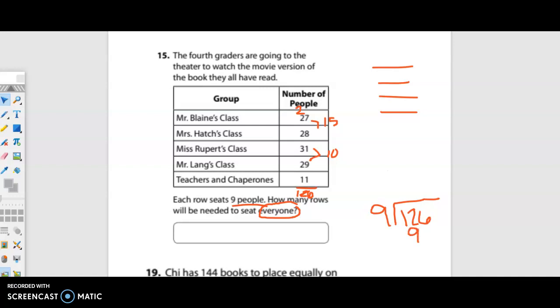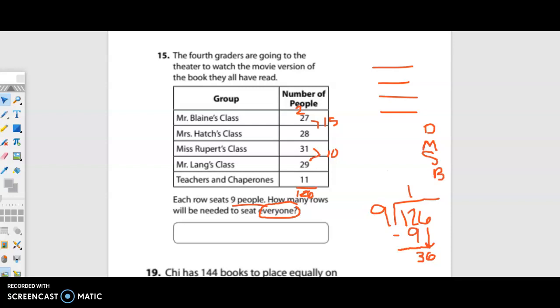So my 9 goes down here, and 9 times 1 is 9. Then I subtract to find my remainder. 12 minus 9 is 3. And I bring down my next number, 6. Once I've done that, I start my pattern over. I divided 12 by 9. Then I multiplied, 9 times 1 equals 9. Then I subtracted to get my remainder. And then I brought my next number down.